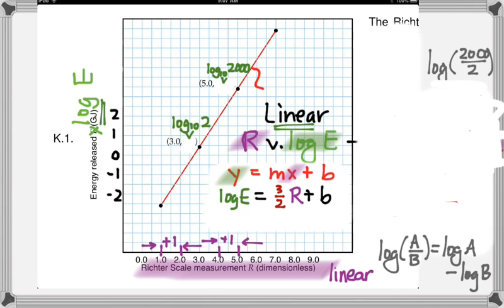Just because the numbers are a little smaller, maybe let's pick on this point. For this point, the value of R is 3.0. And the value of, this is interesting. How about this? The value of log of E is what?